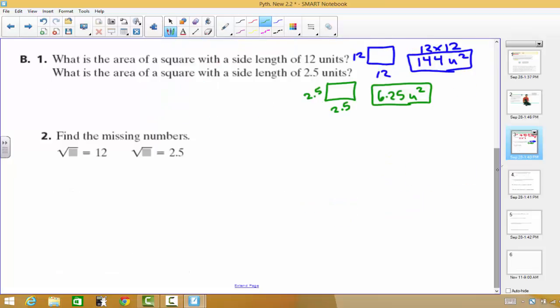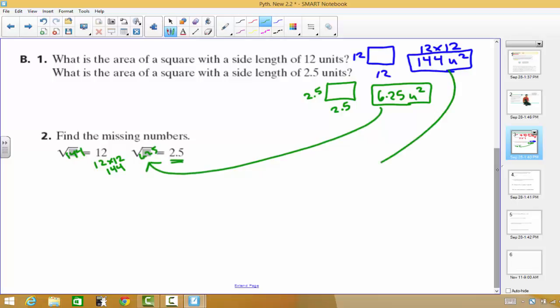And then it says the square root of what? So that would be a 144, because we know 12 times 12 gives you 144. And then this question is what times what gives you 2.5, so that would be 6.25. So these answers are coming from what we just did seconds ago.